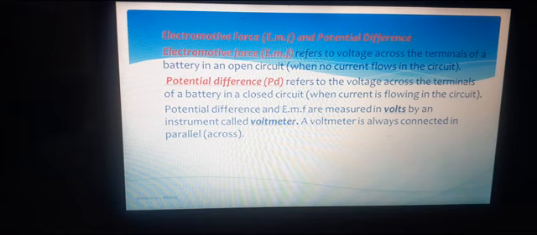Potential difference and EMF are measured in volts by an instrument called a voltmeter. A voltmeter is always connected in parallel, or across the cell.